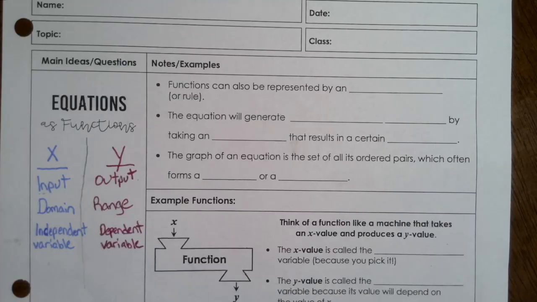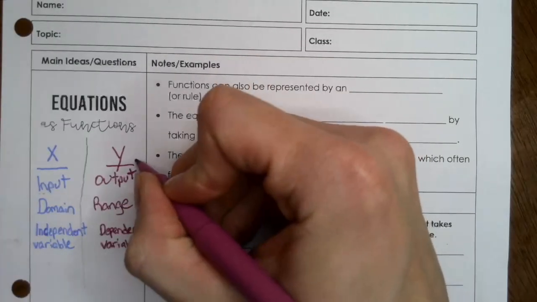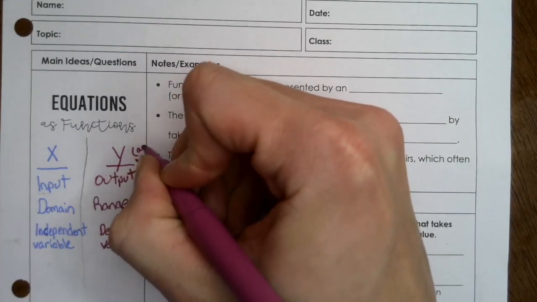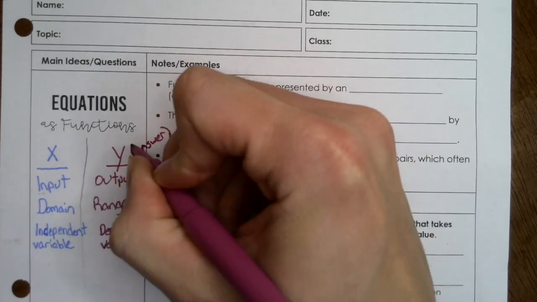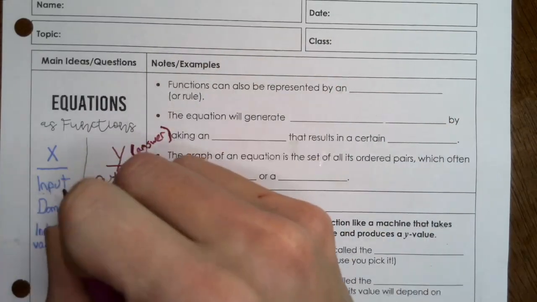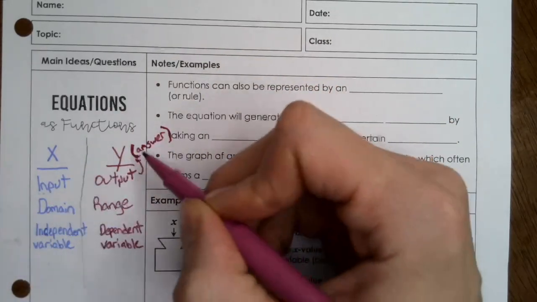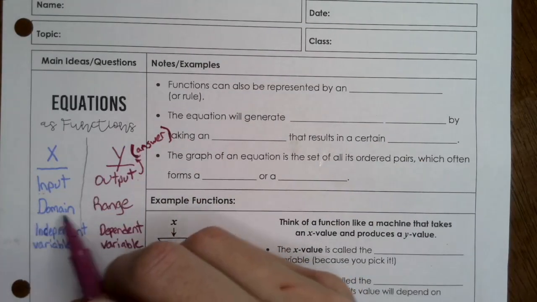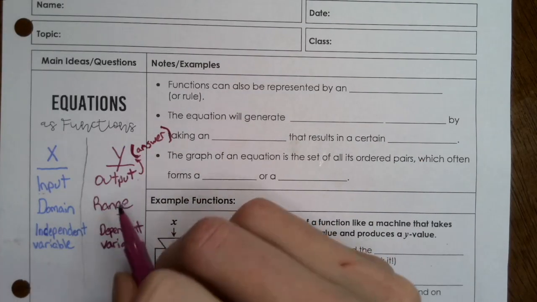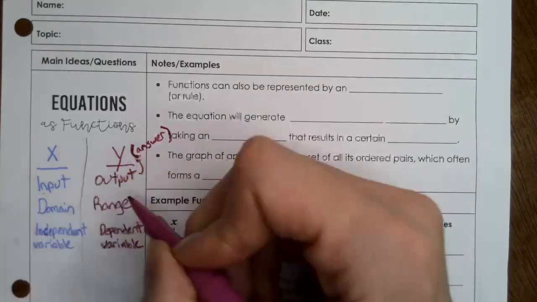You may want to make a quick note. When I say output, another way to think of it is the word answer. It's the answer that you get. This is what you put in. This is what you did. This is the result, the output, the answer. Domain is a listing of all the X values. Range is a listing of all the Y values. Remember, on a graph, they go side to side, up and down.